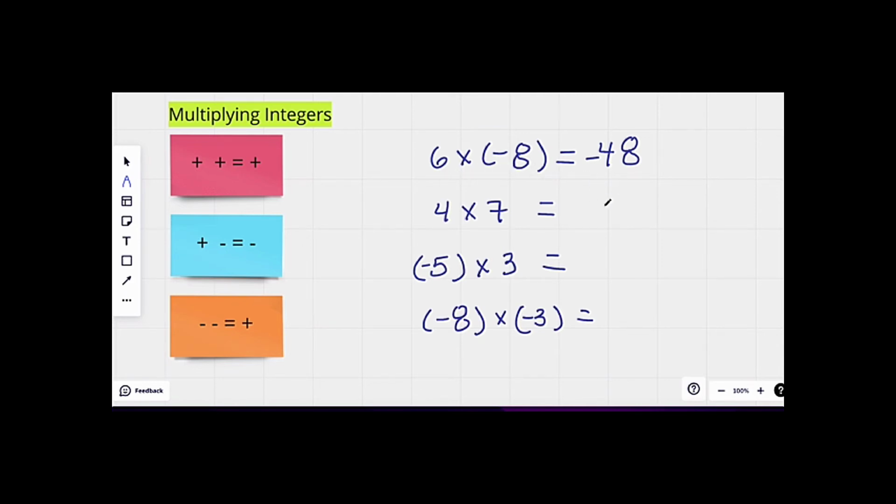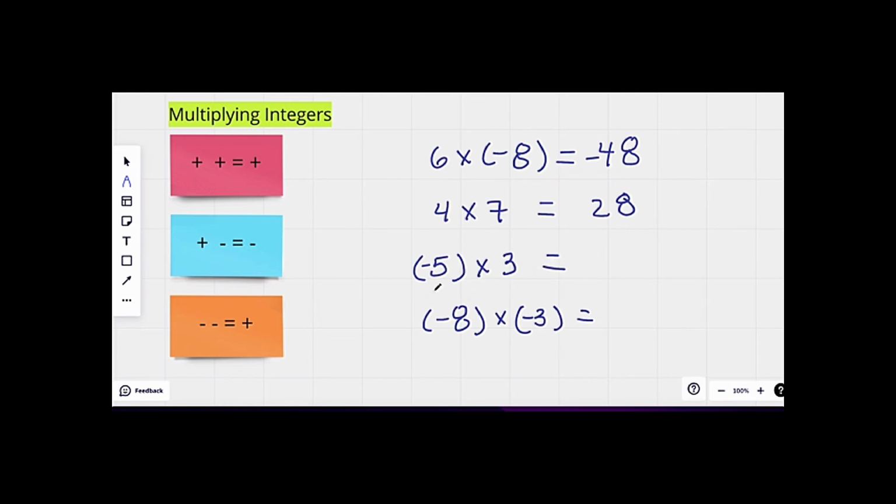What about 4 times 7? So we know that it's going to be 28, because 4 times 7 is 28, but is it going to be positive or negative 28? Well, when we look at our numbers, what do we see? We have a positive 4 and a positive 7. And when we look at our rules, we know that a positive times a positive equals a positive. That means that our answer will be positive 28. We'll leave it as this.